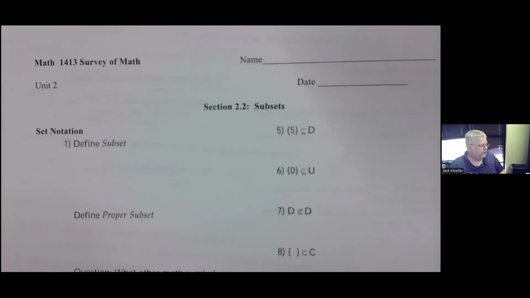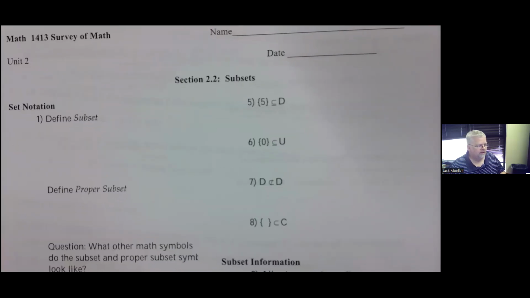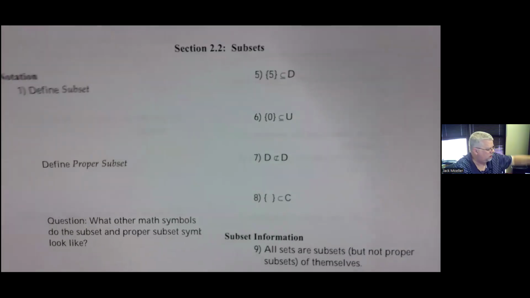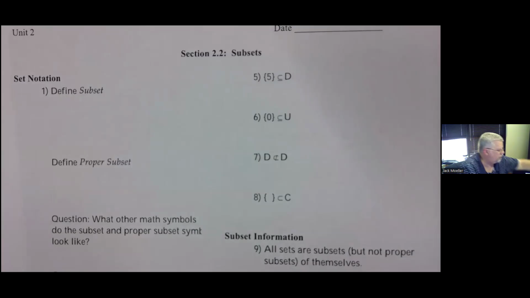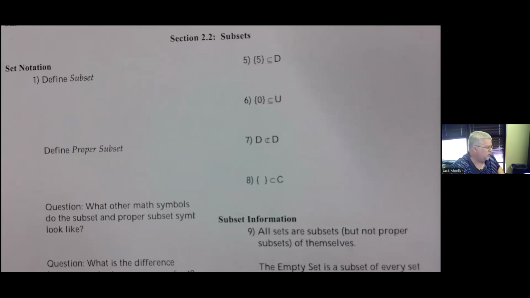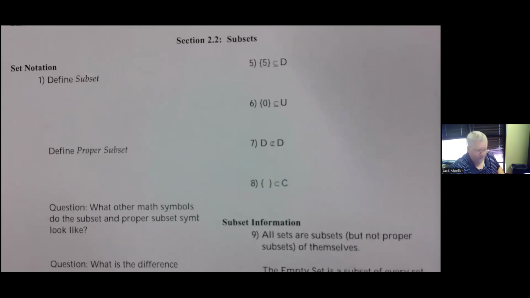All right, so 2.2 is all about subsets. And this is one of those definitions that gets confused a fair amount because of the way we use it in English versus the mathematical definition, sort of like Ward causes problems. We'll come to that in 2.3. But what is a subset?